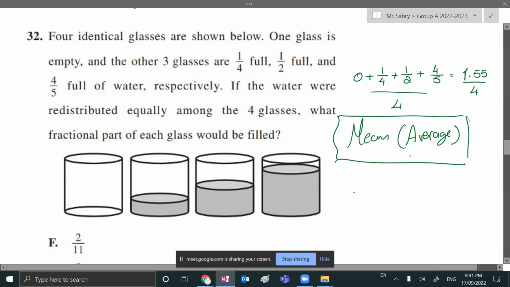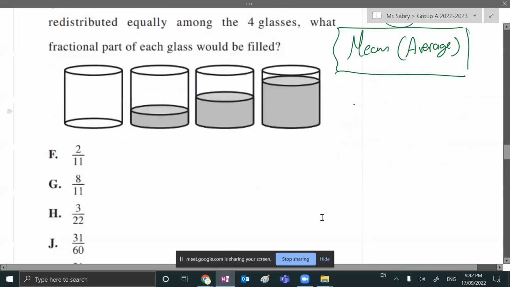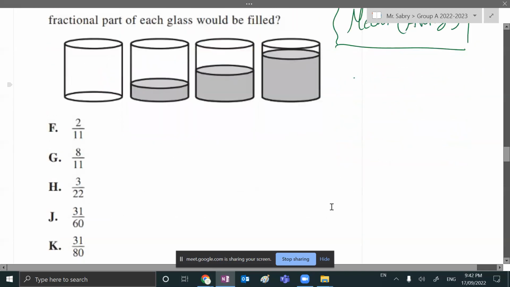So again, maybe this is a very simple question. All what we need to do is to get the sum, which means we add them all and divide it by their number and their 4 cups or 4 glasses. So the answer in this case came out as, what was it?